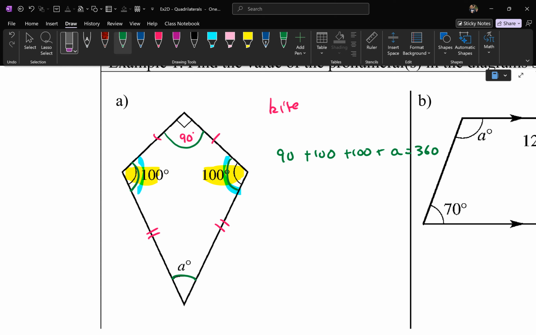So let's work it out. What's 90 plus 100 plus 100? 290. But 290 plus what will give you 360? 70. Very good. So therefore, A must be 70. Now, if you couldn't work that out, you could also do 360 take away 290, and you would have got 70 as well. Okay? So that was another way to do it. Instead of adding A, you could have done 360 take away 290.